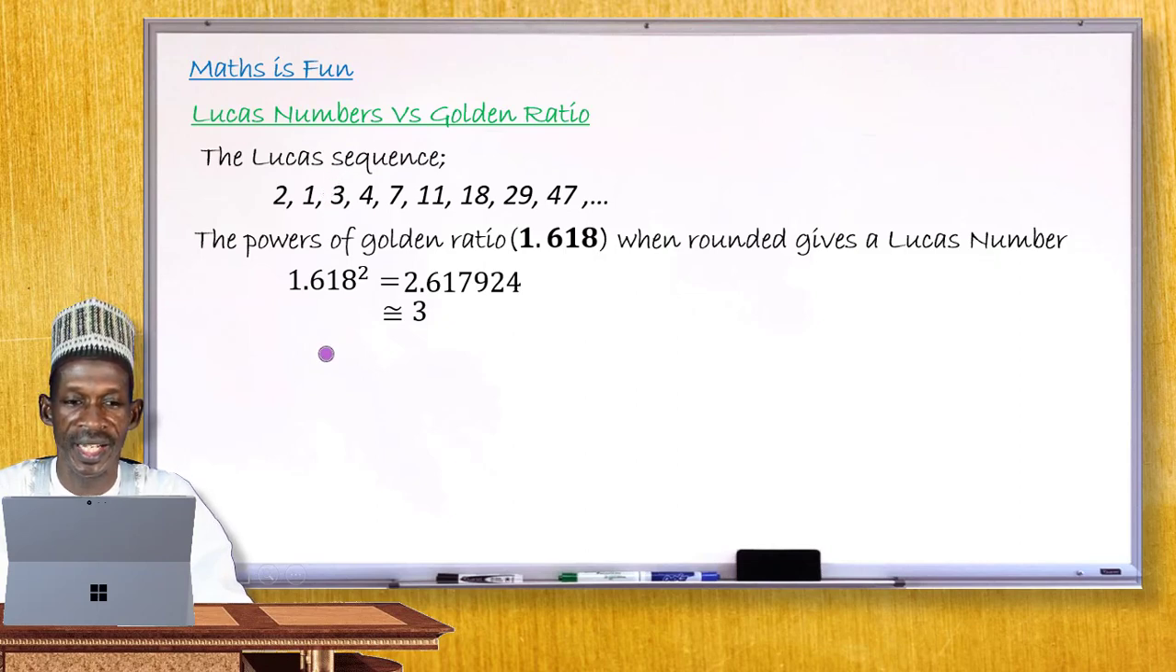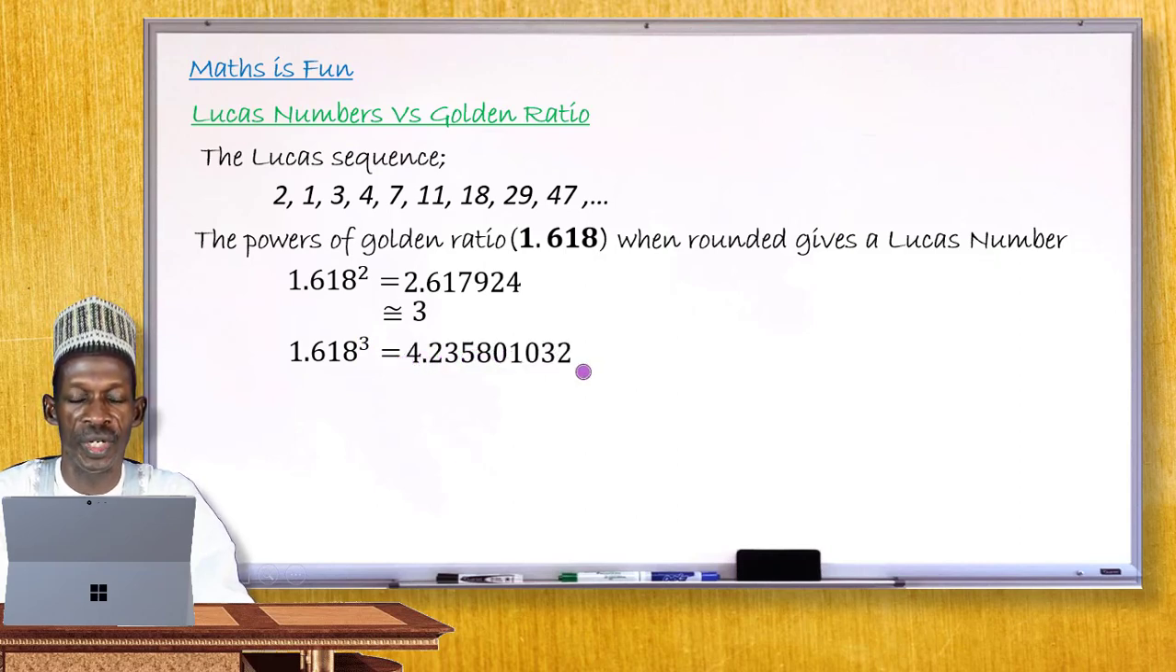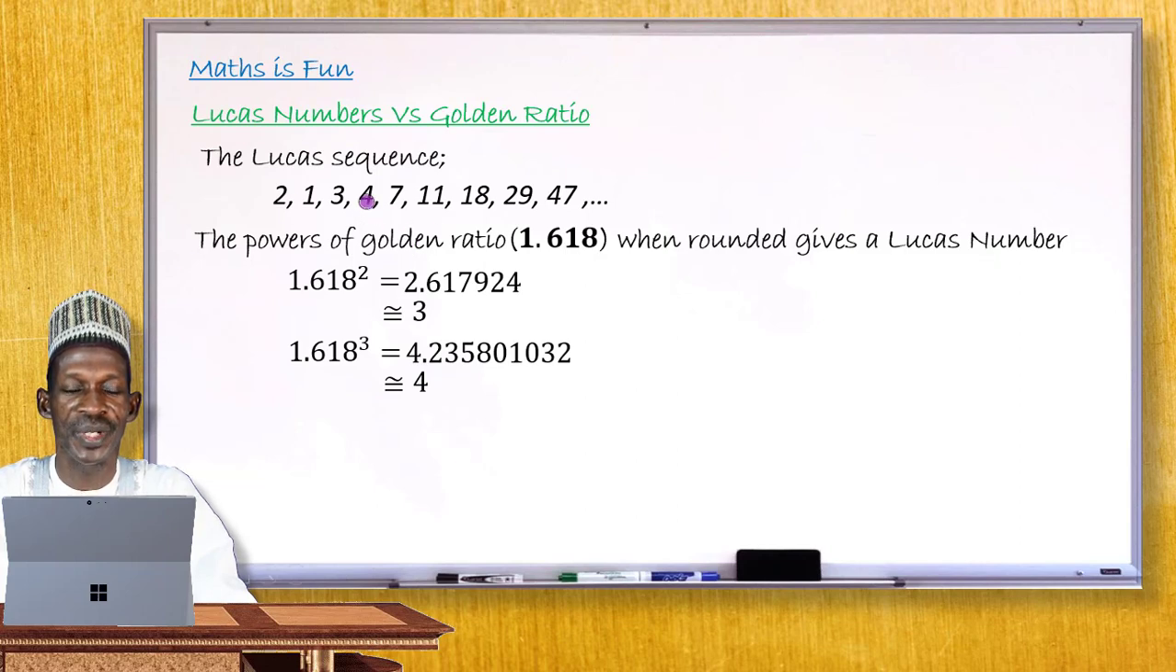Let me take another power of the golden ratio. Another power is when the golden ratio is raised to the power of 3. If you do this correctly, you have 4.23580 and so on. And if this number is rounded to one significant figure, or to the nearest whole number, it is nothing but 4. And 4 is among the numbers, look at it, in the Lucas sequence.